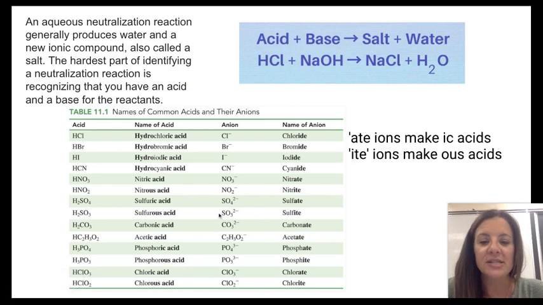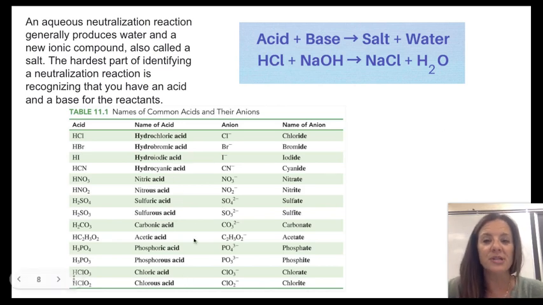If I look at sulfite, one less oxygen than sulfate, the charge still remains the same. So I put that many hydrogens onto the front, and you make sulfurous acid. So ite ions always make us acids. Ate ions always make ic acids. So you can always refer to this chart to help you, but you needed to kind of know where that came from.